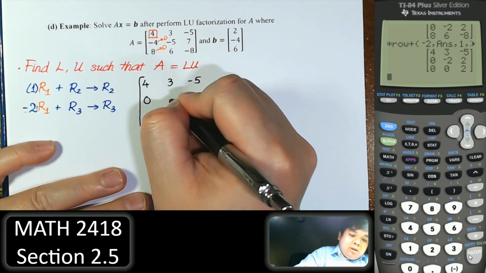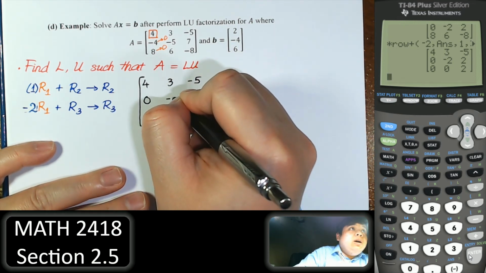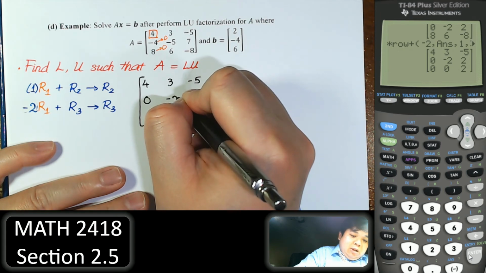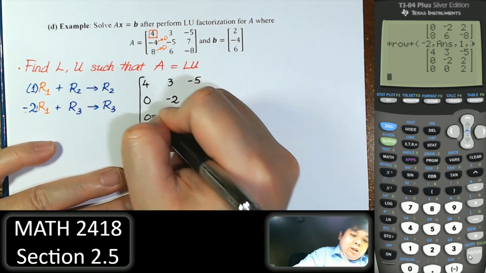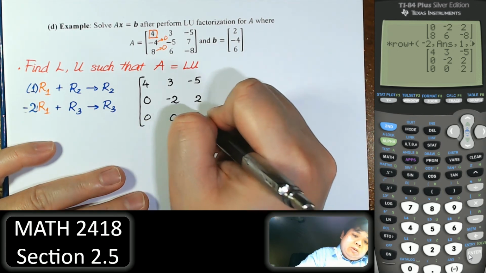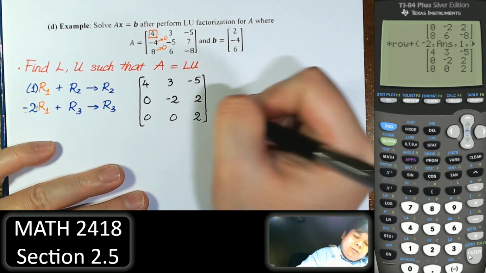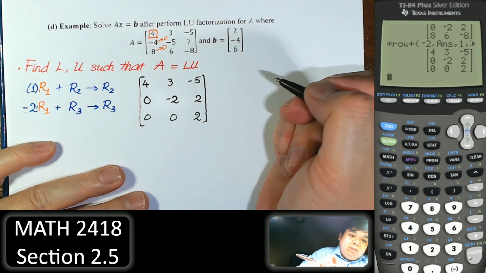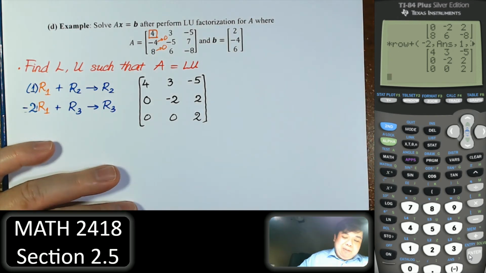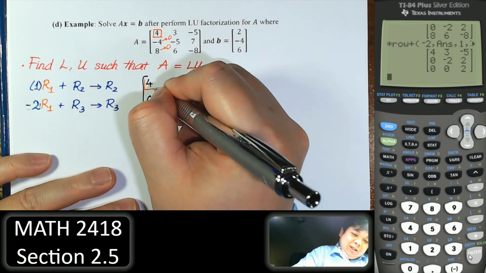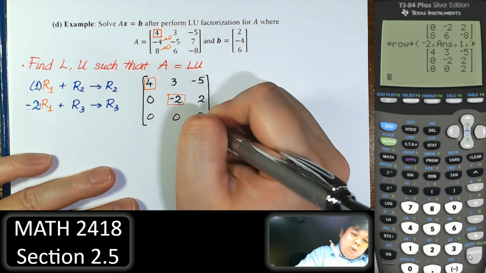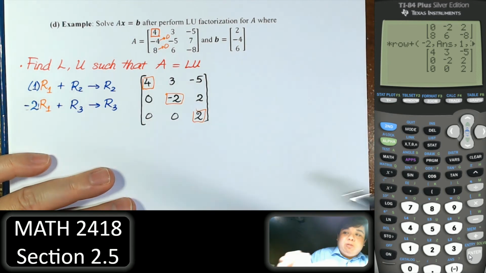Right, just write the matrix here, 4, 3, and -5. 0, -2, and 2, 0, 0, and 2. Well, we're done. Because here we have the echelon form already.